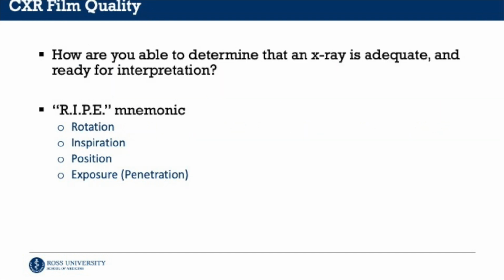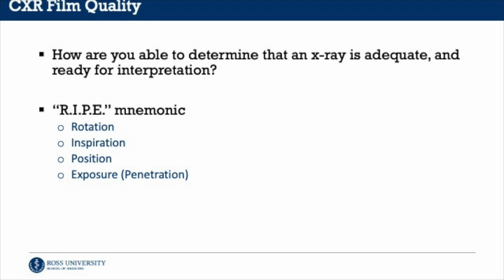How are you able to determine that an X-ray is adequate and ready for interpretation? We use the RIPE mnemonic: rotation, inspiration, position, and exposure, meaning penetration of the X-rays. Rotation refers to making sure that the clavicles are symmetrical and of equal length. Also, the distances between the thoracic spinal processes and clavicular heads should appear to be equal as well. Inspiration: you should be able to count at least 8 posterior ribs if the patient took an adequate breath.